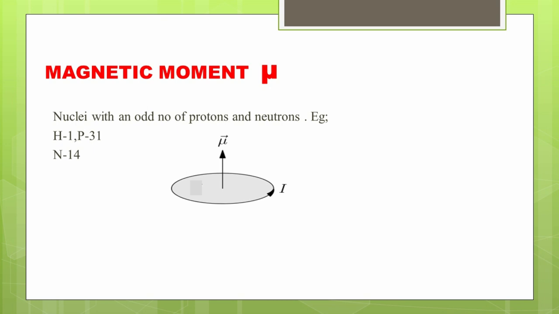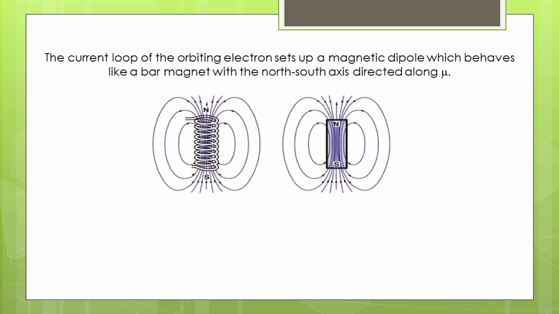We know that all nuclei with an odd number of protons and neutrons will have a property called a magnetic moment. A magnetic moment can be visualized as a current loop, and the influence towards alignment can be described as torque on the current loop exerted by the magnetic field.